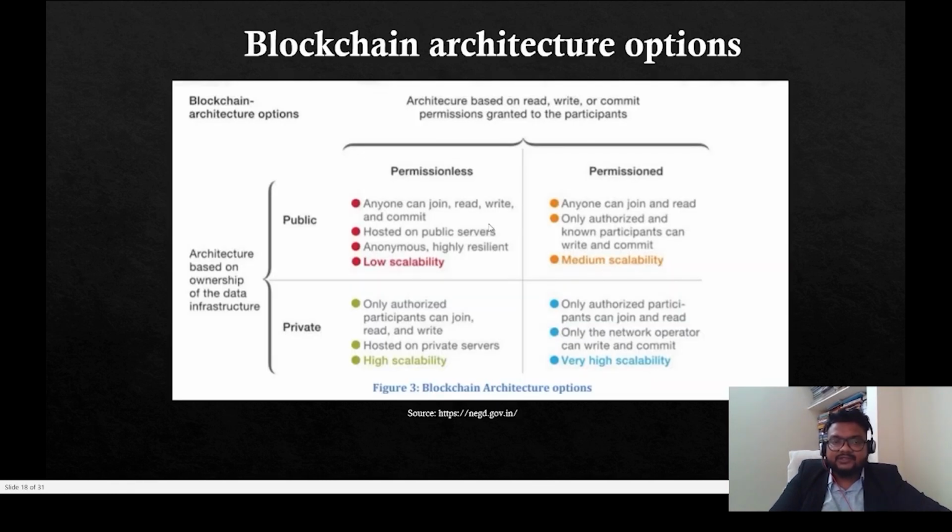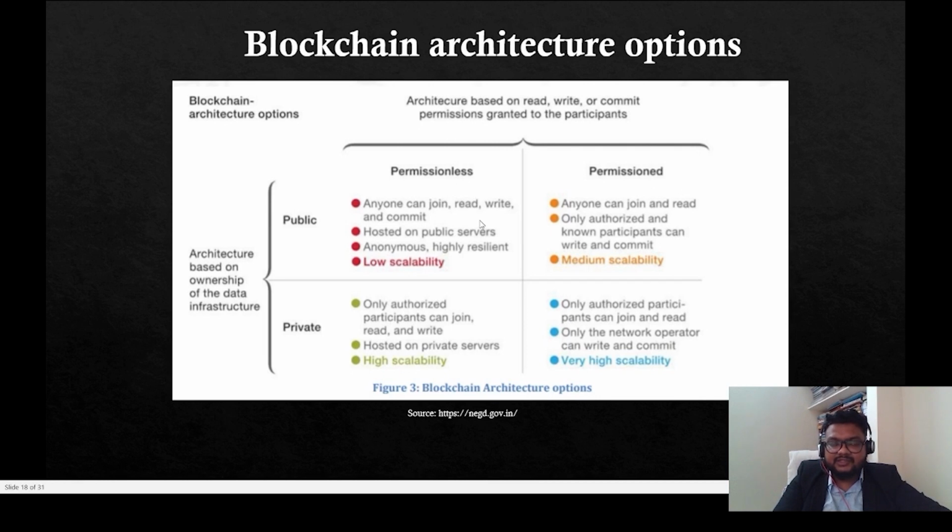Now, the types of blockchain. Blockchain is like a ledger only, so we will classify it on the basis of read, write, and commit transactions. There are two types of blockchains, public and private. Public blockchains, which we have discussed now, are like the Bitcoin blockchain. There will be two kinds of blockchains within the public, permissionless and permissioned.